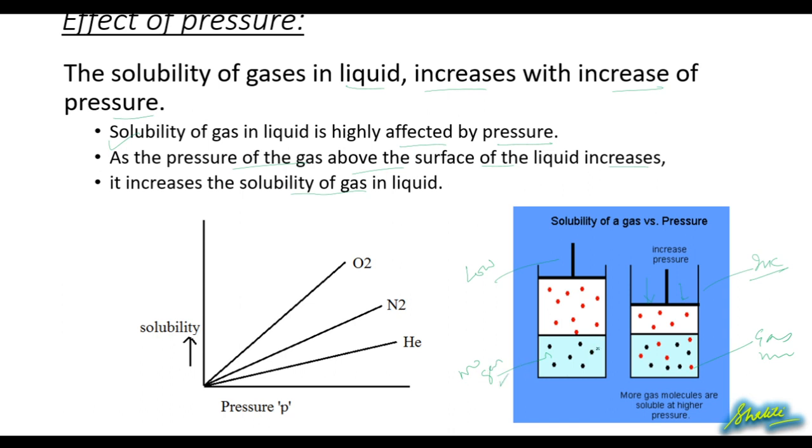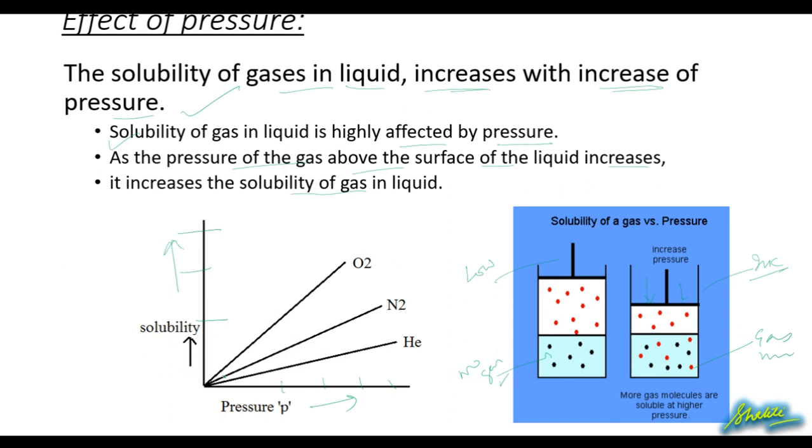So from this, what do we conclude? We conclude that the solubility of gases in liquid increases with increase in pressure. Moreover, this is a graph of solubility and pressure. From here, we see that as we increase the pressure, the solubility is also increased.